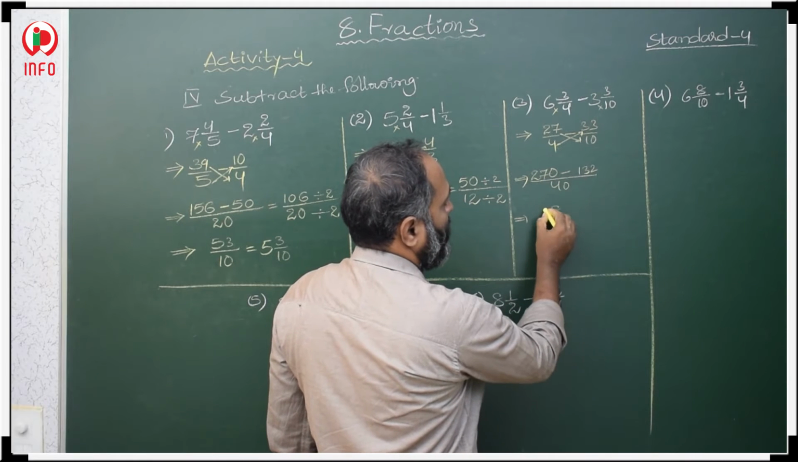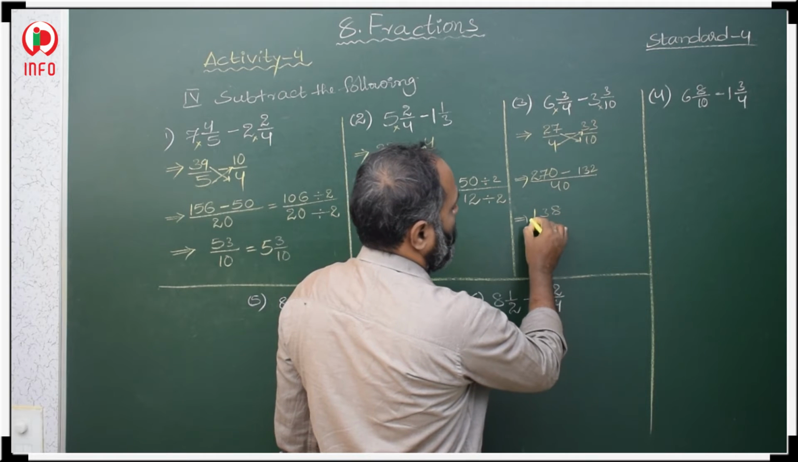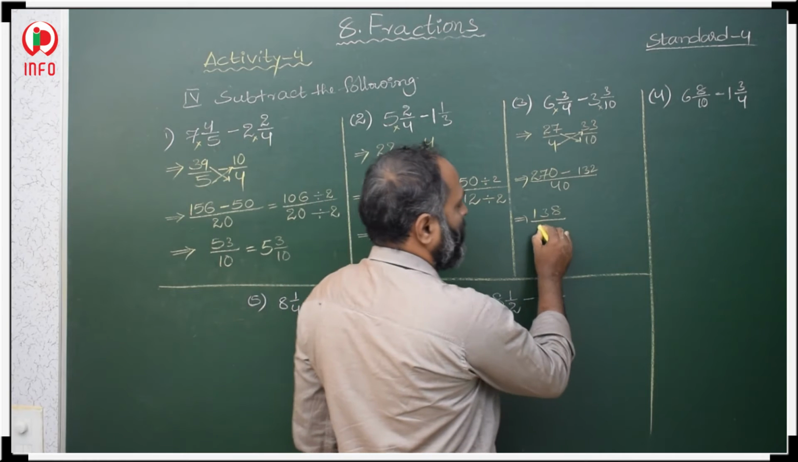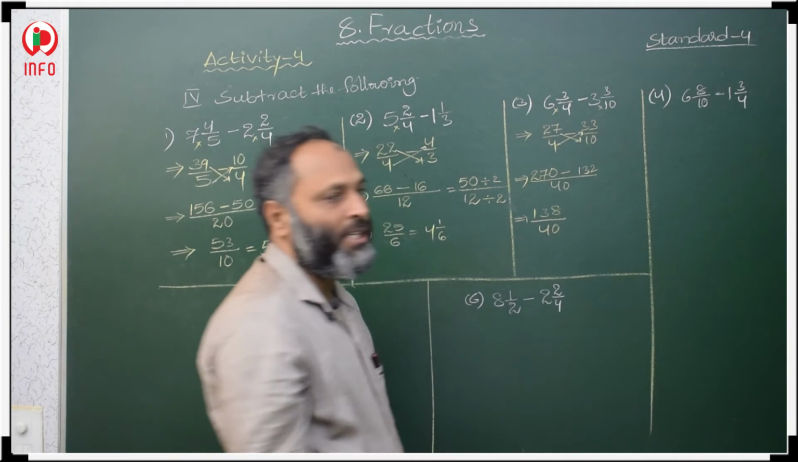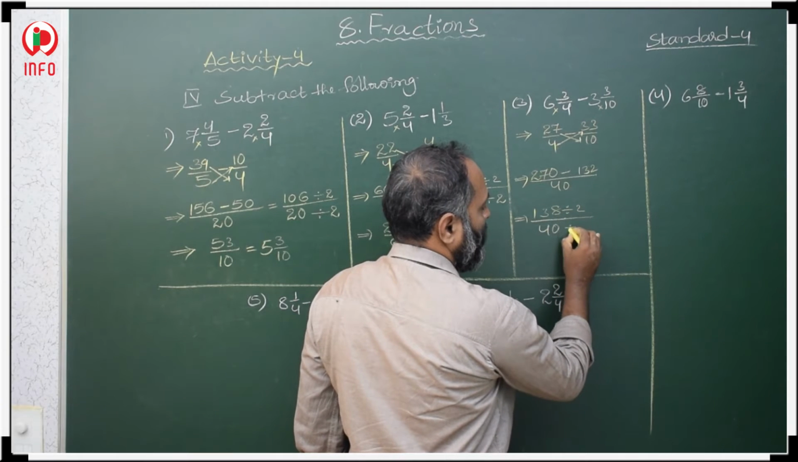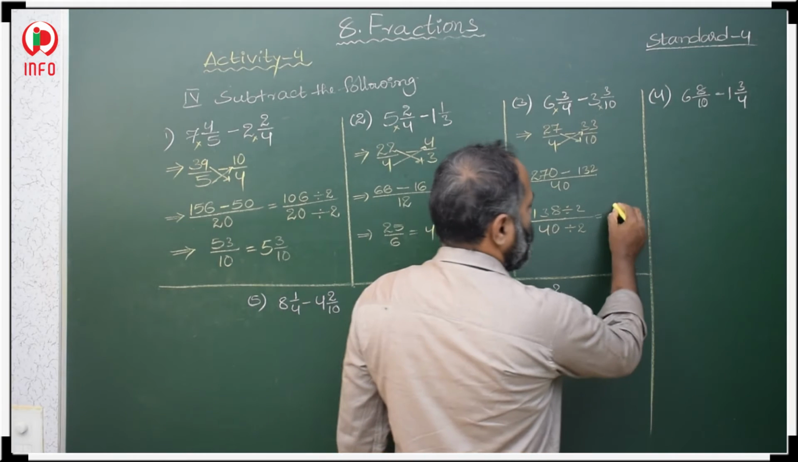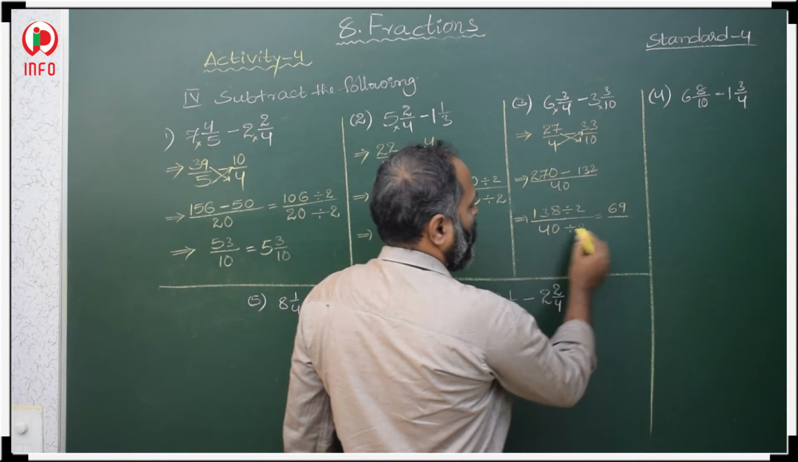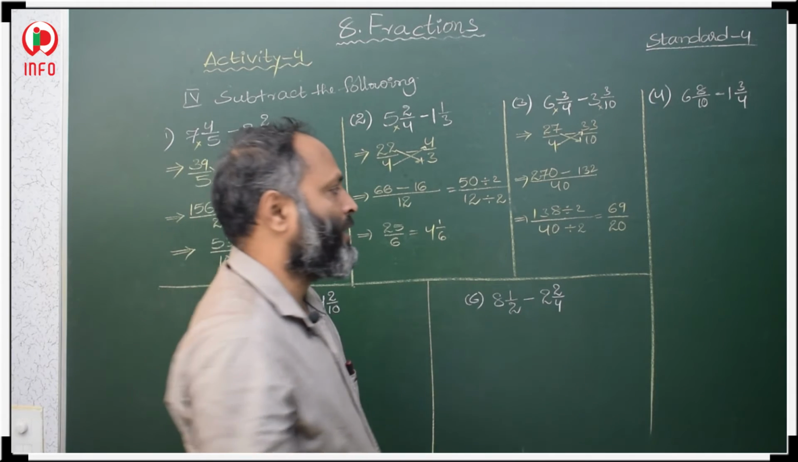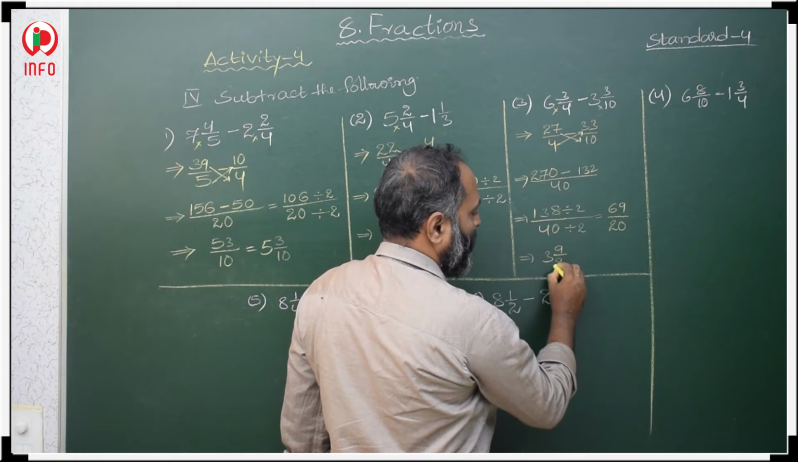138. Okay. By 40. Now these two numbers are even numbers, divisible by 2. Divided by 2. In 2 table, 2 69s are 138, 2 20s are 40. 69 by 20. This is an improper fraction. Then 3 20s are 60 and 9 by 20.